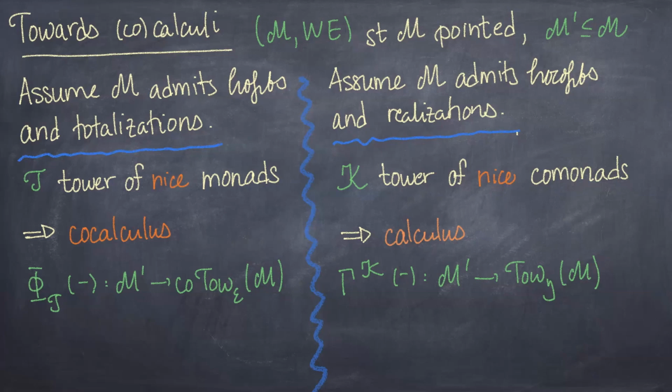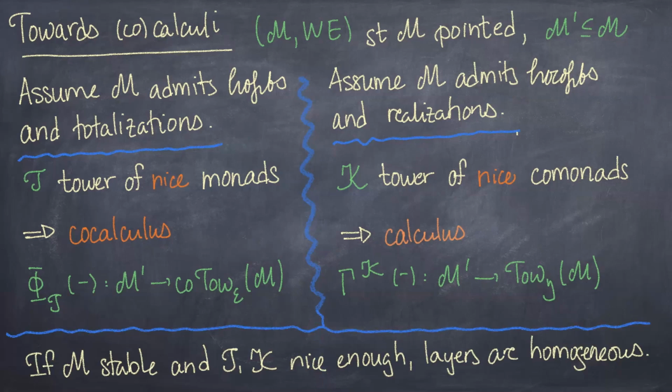So this is starting to move in the direction of having a functorial approach of building whole families of calculi and cocalculi. As long as I start with some nice collection of monads or comonads, I can get from it a calculus or a cocalculus. And it turns out that if M is actually stable in some standard sense of the word stable, so we're thinking about spectra or unbounded chain complexes or something, and these towers are nice enough, then the layers of these calculi will be homogeneous as we would like.